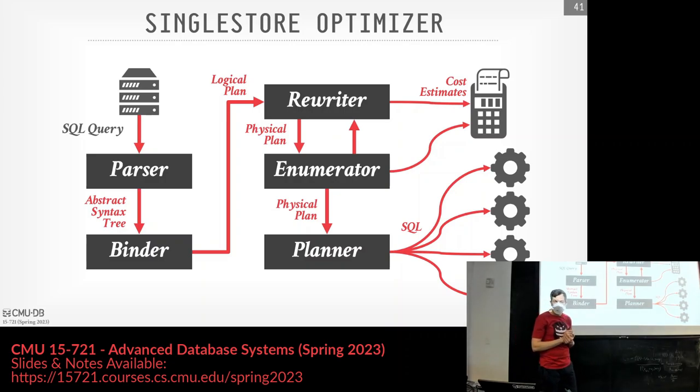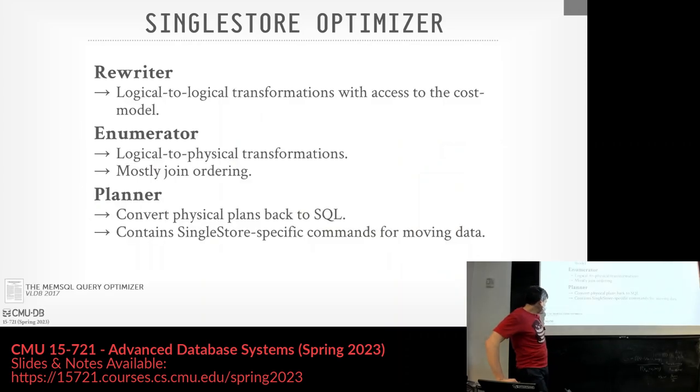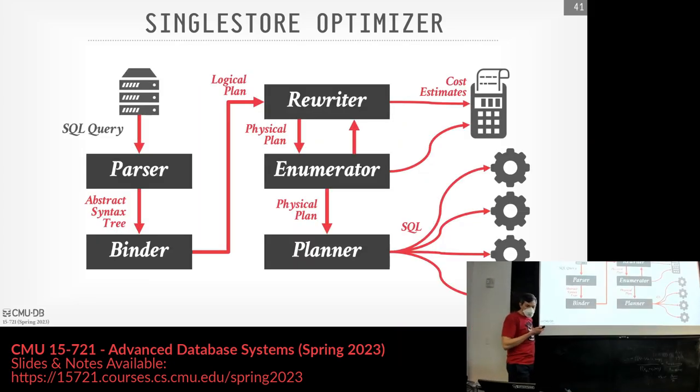Not all query plans can be converted back to SQL. If you generate something like a group by with a top N, there's no easy way to convert that physical plan back to SQL. This is what they claim to do; it's in the paper. I don't know. This is from 2017.